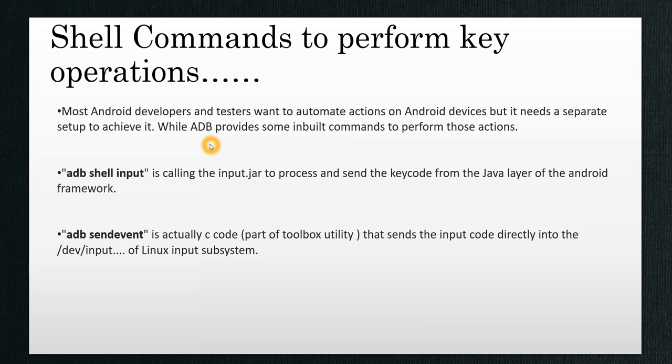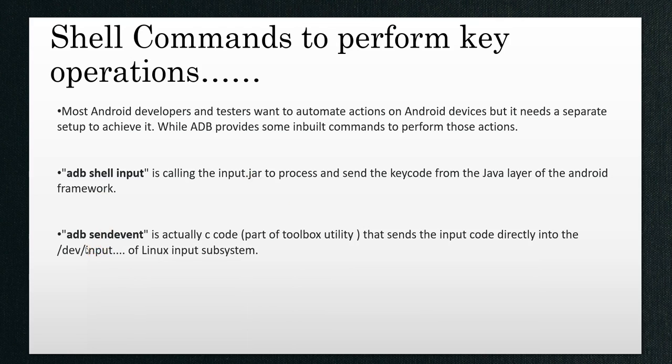So ADB provides a few inbuilt commands to perform these actions, and today I'll be covering two important commands. First one is ADB shell input. That means I'm giving some input through my ADB shell and I can see that particular output on my Android phone. This ADB shell input is calling the input.jar to process and send the key code from the Java layer of the Android framework. So it's basically using this input.jar file.